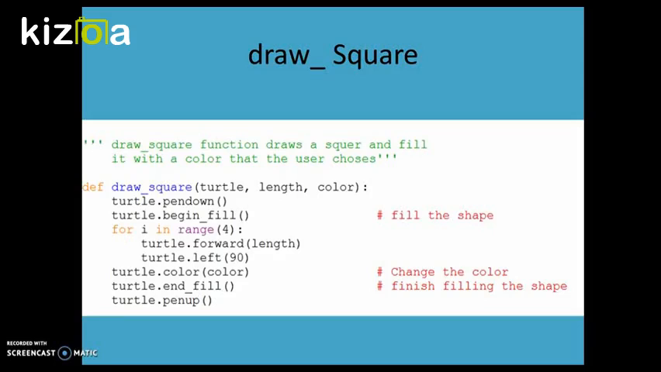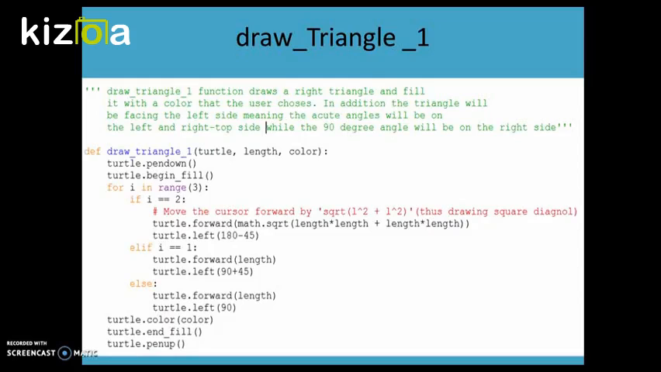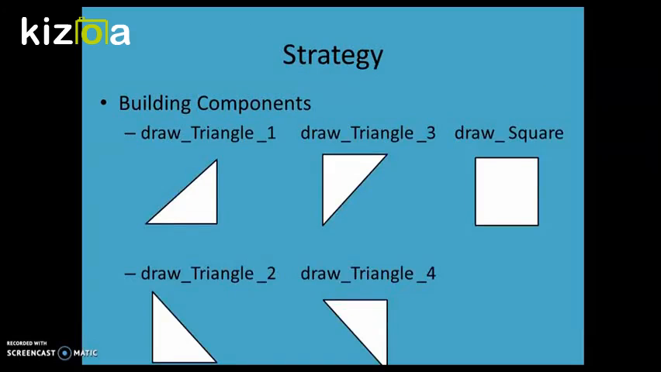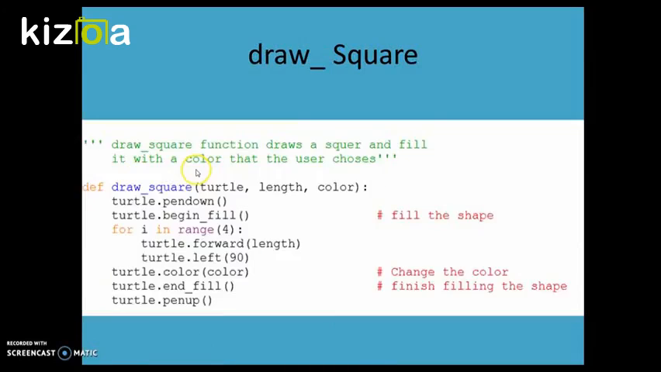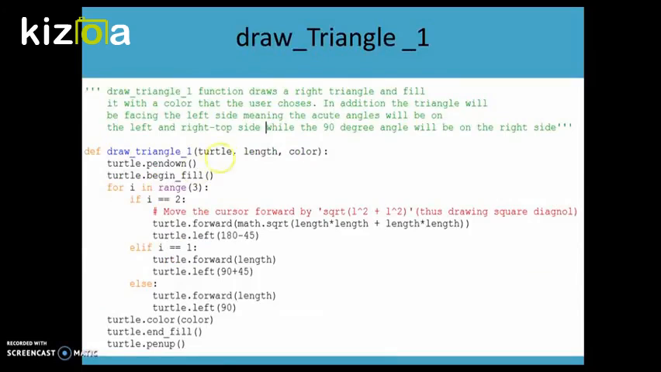And after that, the other function that I created was draw triangle 1. Basically this is going to create a triangle that has a 90-degree angle, and the image of that triangle is going to look like, I'll go back, it's going to look like this right here. Okay, so basically this is what this code does.